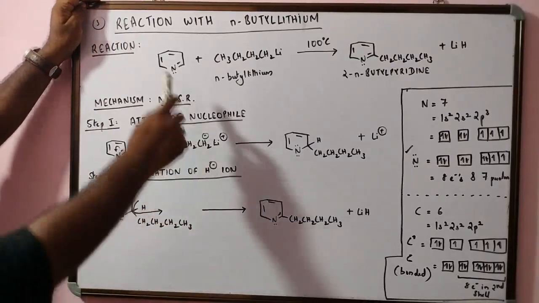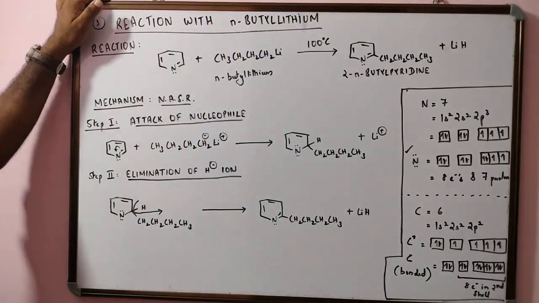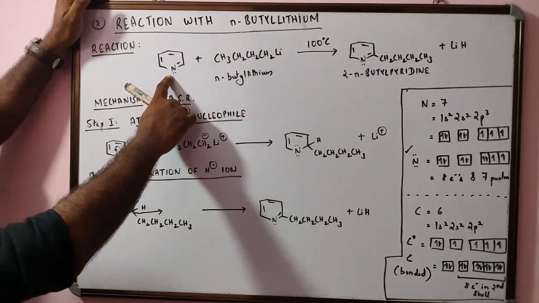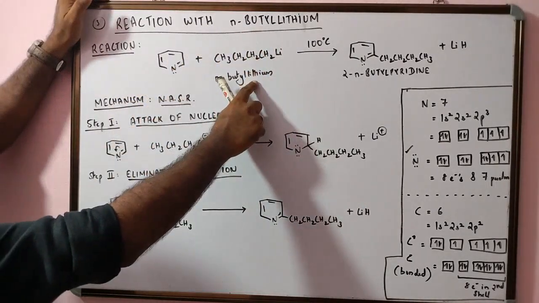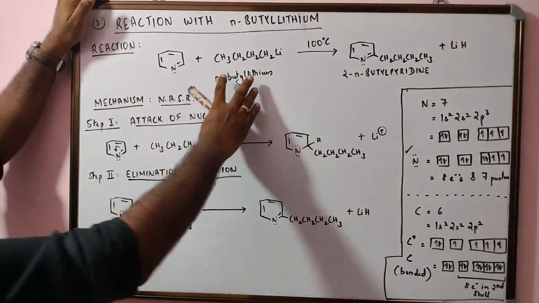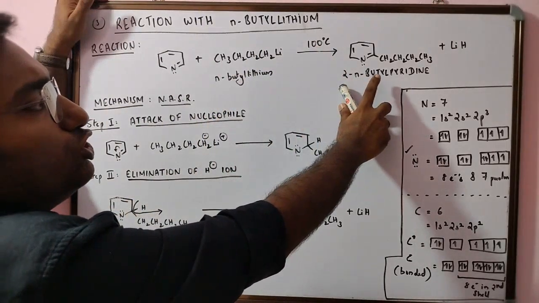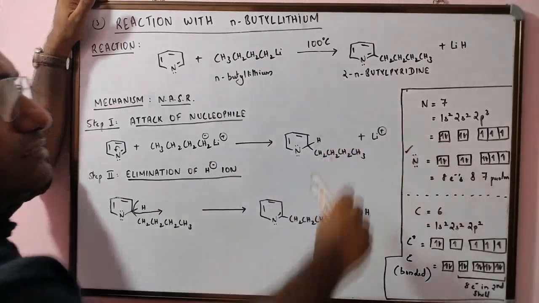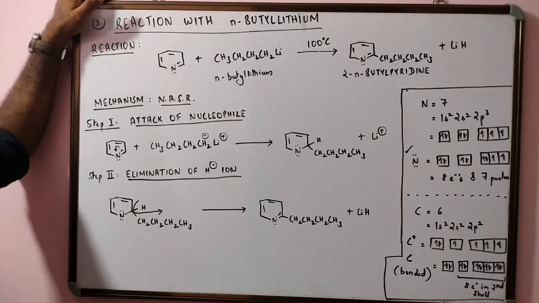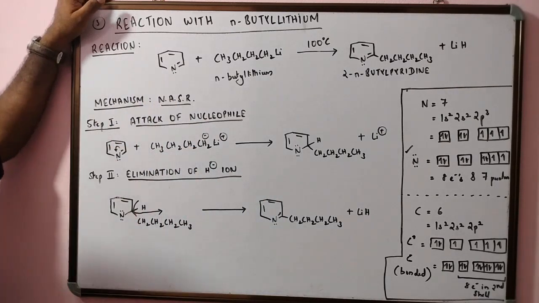Example number 3. Reaction with N-butyl lithium. Yet another example of nucleophilic aromatic substitution reaction is the reaction of pyridine with N-butyl lithium. Reaction: pyridine reacts with N-butyl lithium at 100 degrees Celsius to yield 2-N-butyl pyridine. Mechanism: the mechanism involved in the reaction is nucleophilic aromatic substitution reaction.